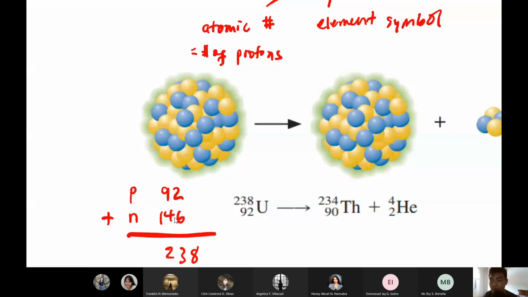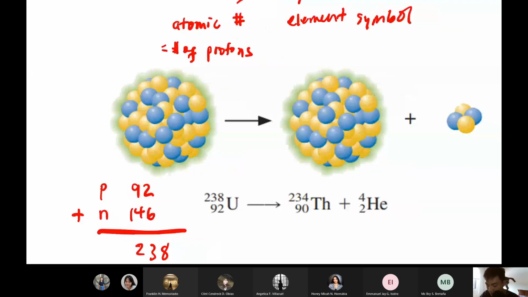Paano natin nalaman yung neutrons dito sa atomic mass? Okay? Kasi we know atomic mass is proton plus neutron. Alam na natin yung proton, kaya hanapin mo na lang yung neutron. Okay? Subtract mo na lang. 238 minus 92 neutrons yan. Okay? So ito yung nasa left side ng reaction natin. How about on the right side? Okay? So on the right side, we have thorium.